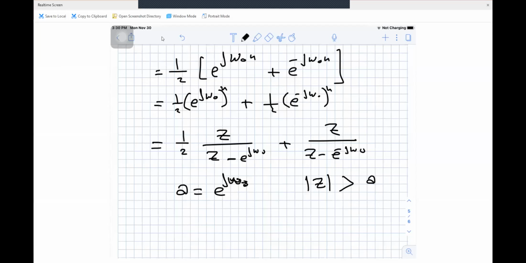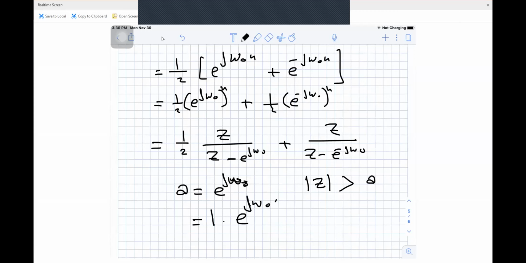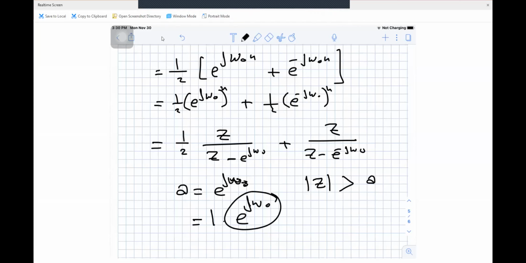It is 1. Look. This is a vector with magnitude 1, and e to the j omega naught is an angle. So its magnitude will be 1. So for such a case, the region of convergence has a magnitude greater than 1.